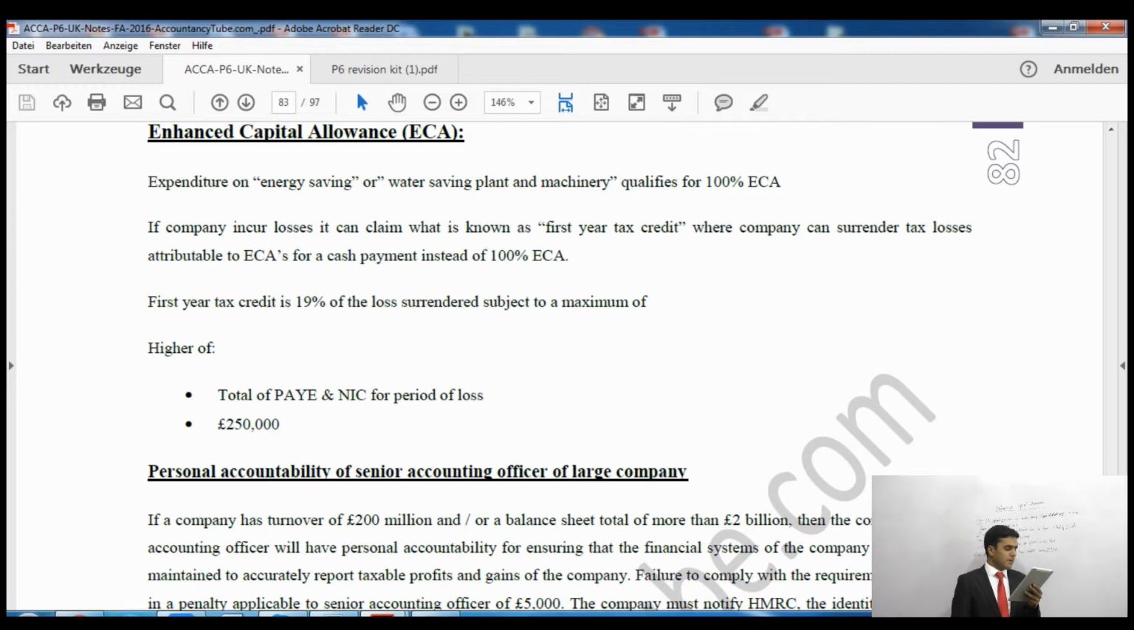It will be 19% of the amount which you have spent on the plant and machinery. So first year tax credit is 19% of the loss surrendered, subject to a maximum of the higher of the total amount of PAYE and NIC for the period of loss and £250,000. The amount which we can get in cash from HMRC is 19% of whatever we have spent on plant and machinery. However, the maximum we can get is the higher of these two, which is the total amount of PAYE and £250,000. So whichever is higher, up to that amount.